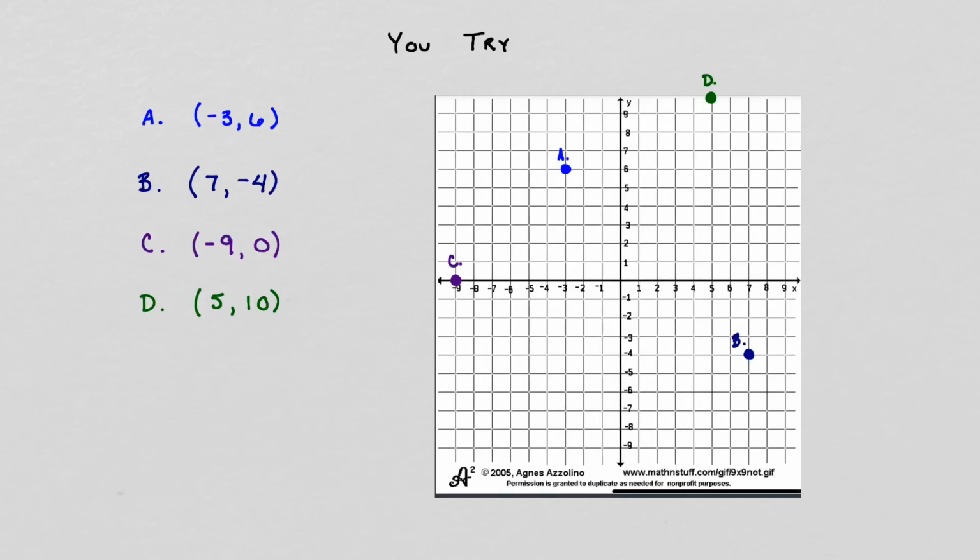Okay, here are your solutions. So I'm just going to describe these using our directional method. So for -3, 6, it's telling me to go 3 units to the left and 6 units up. For coordinate point B, or ordered pair B, we are told to go 7 units to the right and 4 units down.